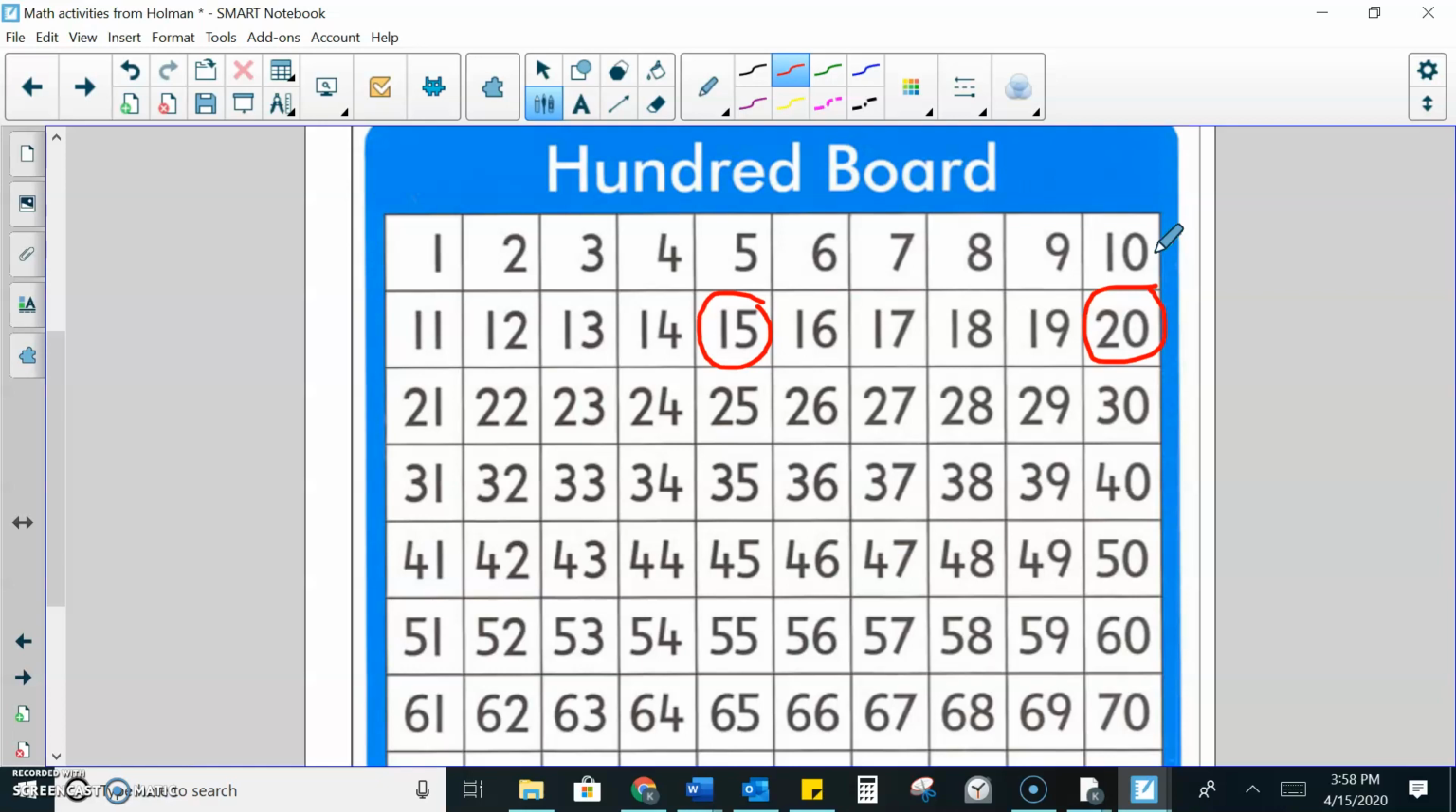20. Good job. I know that 20 is more because 15 comes first, and then if I keep counting, 16, 17, 18, 19, 20. 20 comes after 15. I also can tell that 15 only has one group of 10 and 20 has two groups of 10. And that right there tells me that 20 is more than 15.